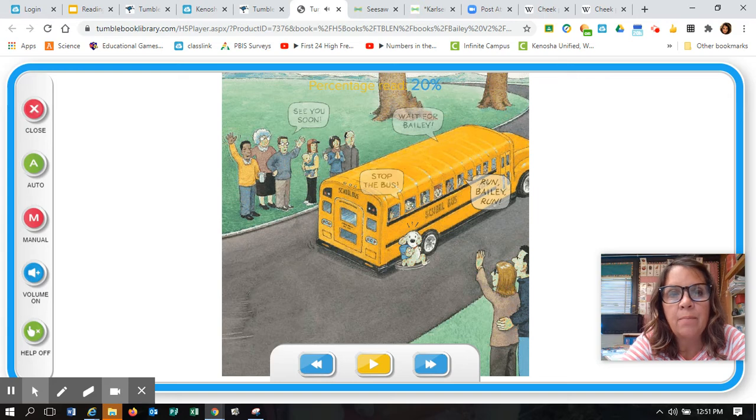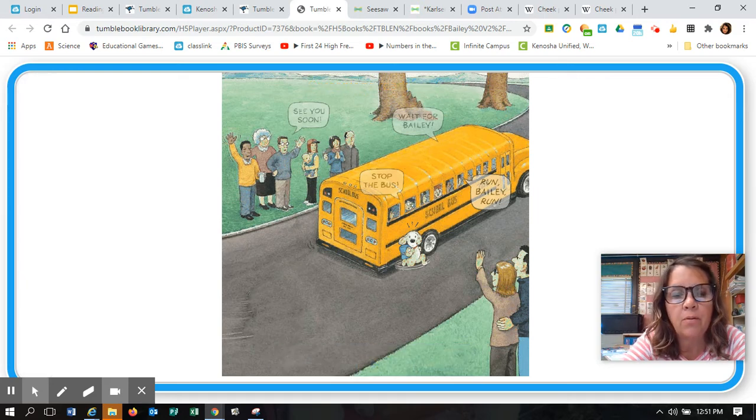So what could we say about how he gets to school? What detail could we tell people about him? Let's pause. Yes, we could say that he rides the bus to school.